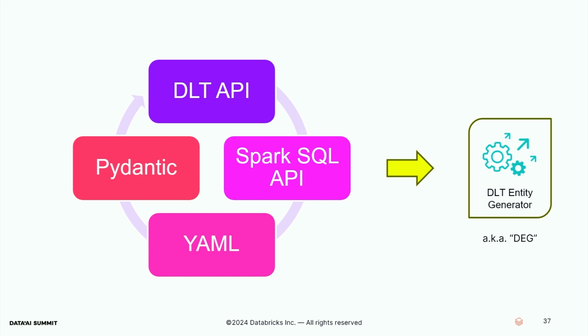Combining the simplicity of the DLT Python API, the power of Spark SQL API, the expressive YAML, and a magical library called Pydantic. Within just about 300 lines of code, we were able to bring a no-code experience to our DLT pipeline development with our homegrown metadata-driven framework, DLT Entity Generator, also called DIG.